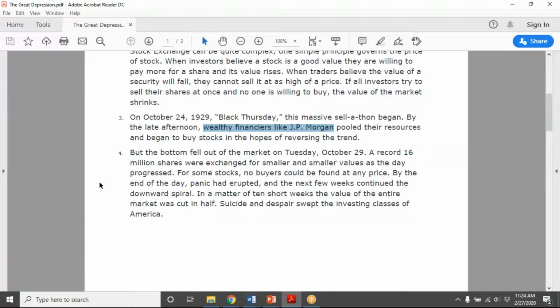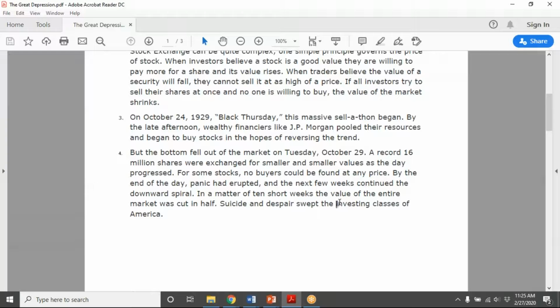Okay, Carla, why don't you read paragraph 4 as well? Okay. It says, but the bottom fell out of the market on Tuesday, October 29. A record 16 million shares were exchanged for smaller and smaller values as the day progressed. For some stocks, no buyers could be found at any price. By the end of the day, panic had erupted, and the next few weeks continued the downward spiral. In a matter of 10 short weeks, the value of the entire market was cut in half. Suicide and despair swept the investing classes of America.